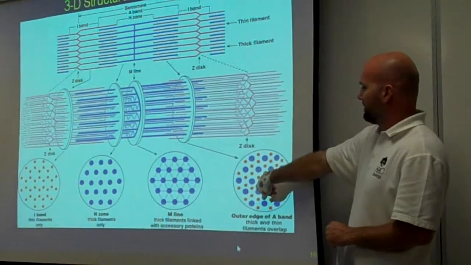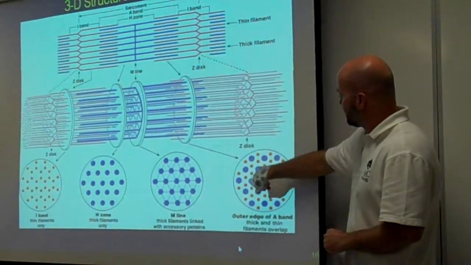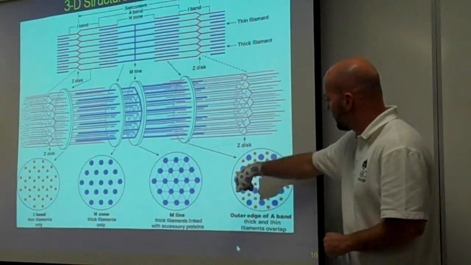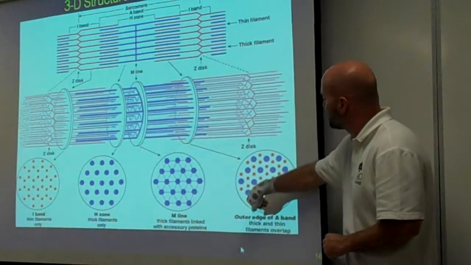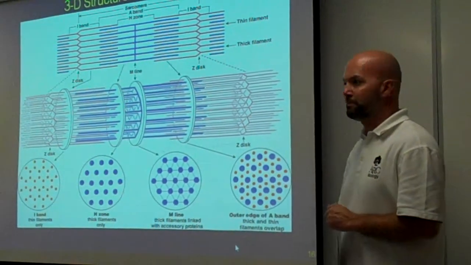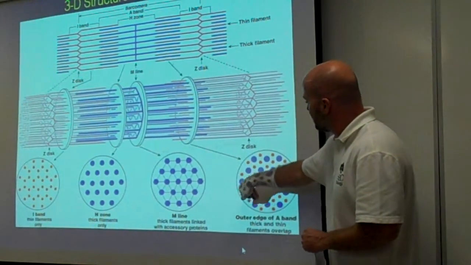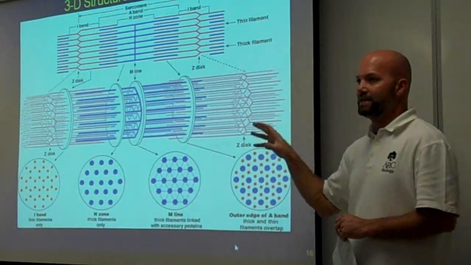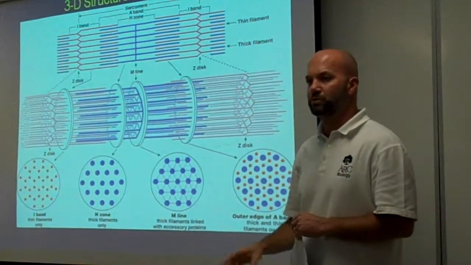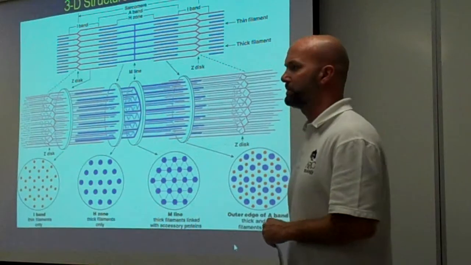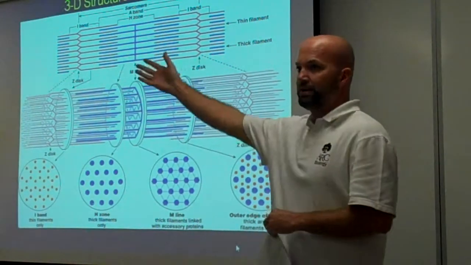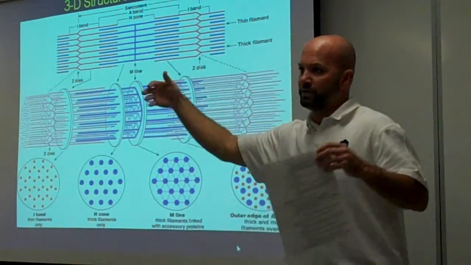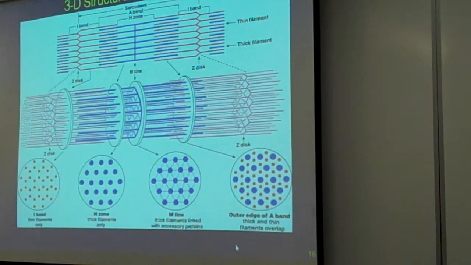So you can just pick a thin, say this one, there's 3 thick around it. Or pick a thick, you'll count 6 thin around it. So every 60 degrees, there's myosin heads reaching out to grab onto those thin filaments. Bind with them, go through a power stroke, and actually pull them and slide them.